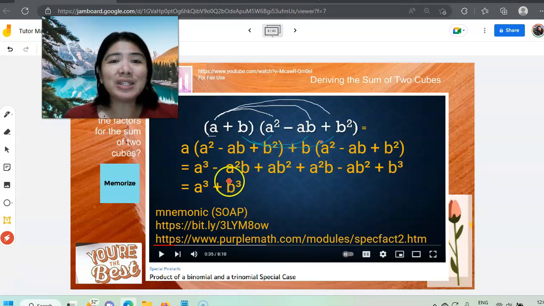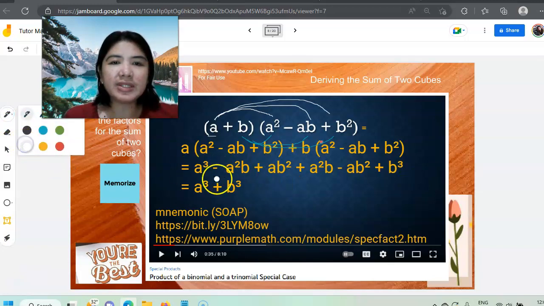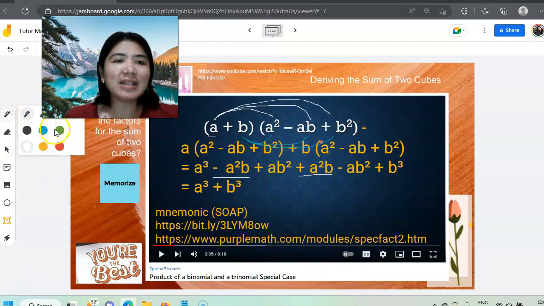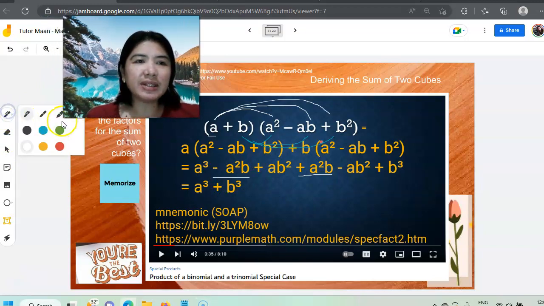And what did you notice in the second line? Or in the third line? Second line, yeah. So this one, this is negative a squared b. And then we also have a positive a squared b. Yes, you are correct. We can then cancel out the two.